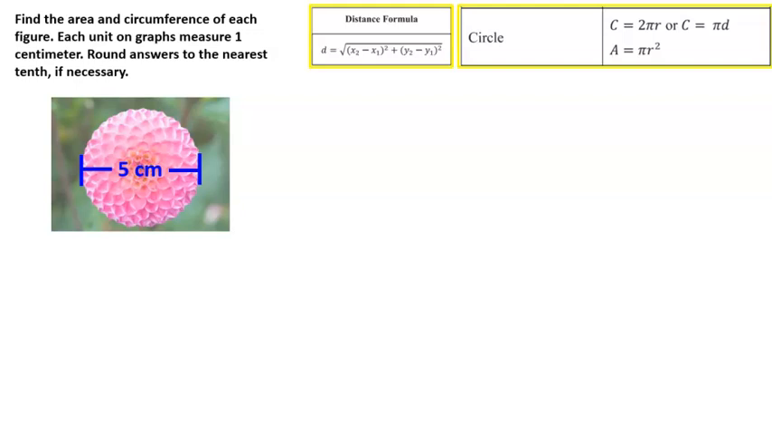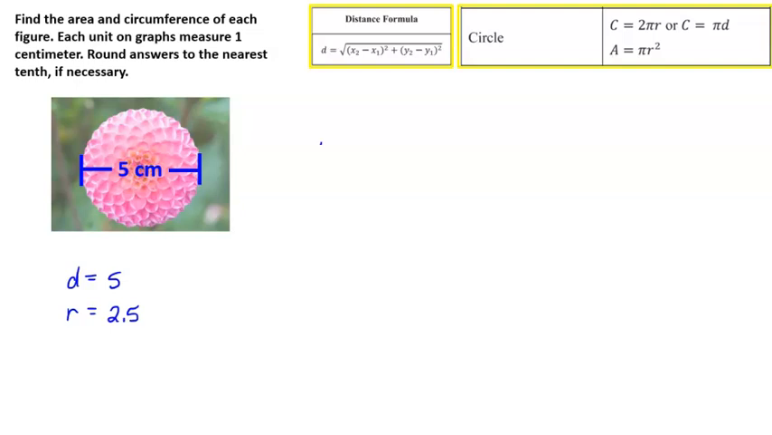So it looks like we have a flower here that is shaped like a circle. And so we're going to go ahead and find the area and circumference. Now, they give us the distance that is all the way across and goes through the center. And so that would be the diameter. So the diameter is 5. And remember, radius goes from the center to the outside. So the radius is half of 5, making it 2.5.